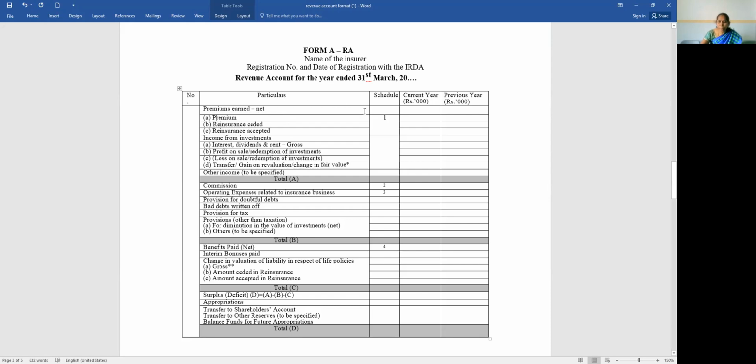So all these will be coming under schedule number 1. So you have to write it as schedule number 1 below the revenue account. You have to make a separate schedule. Schedule 1 says the premium earned or whatever it is.